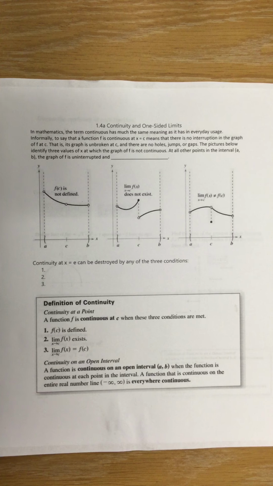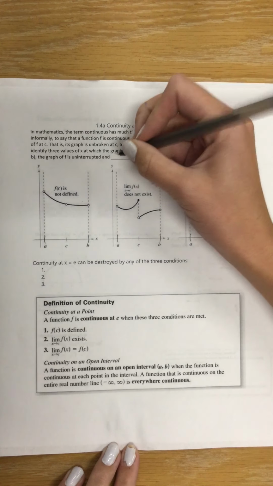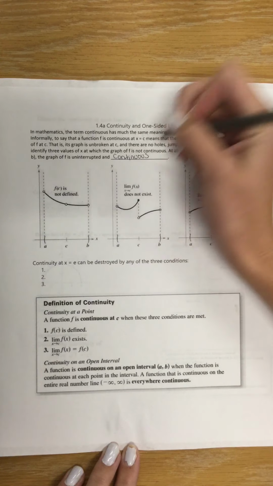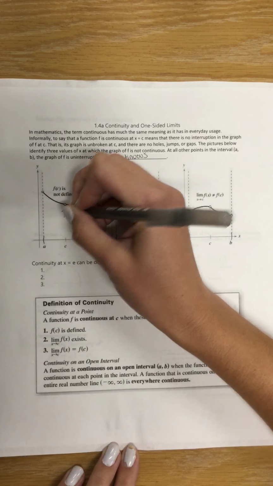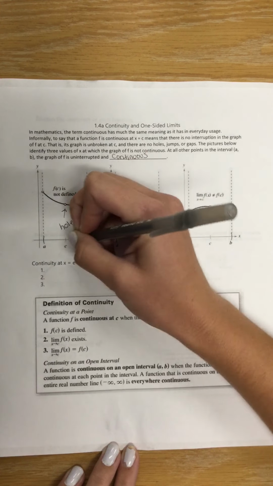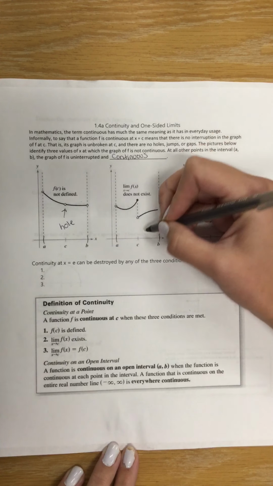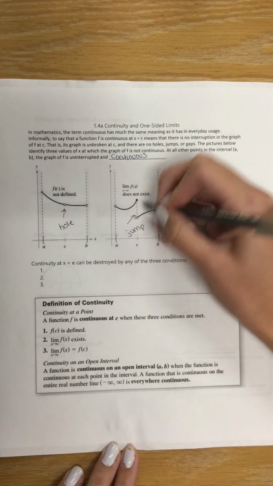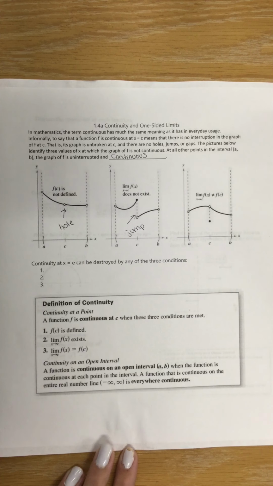By that it means there are no holes in the graph, no jumps, no gaps. These pictures identify three values where the graph is not continuous. At all other points in the interval, the graph is uninterrupted and continuous. Right here, this is a hole in the graph. That is not continuous. Here we have a jump in our graph.